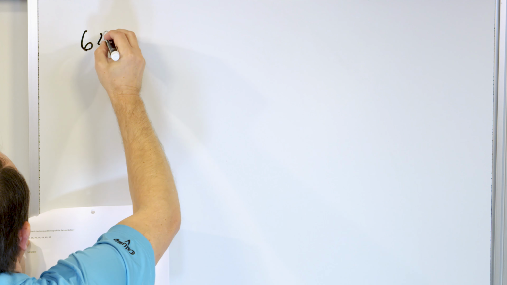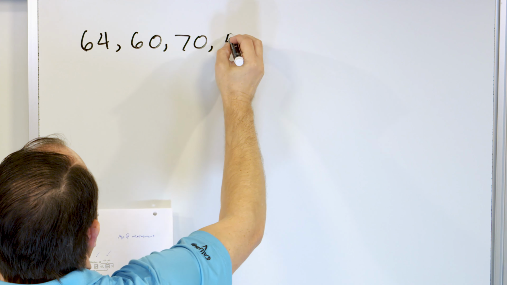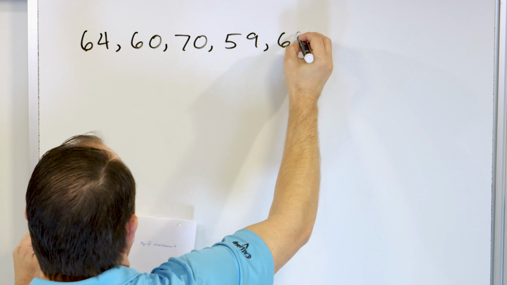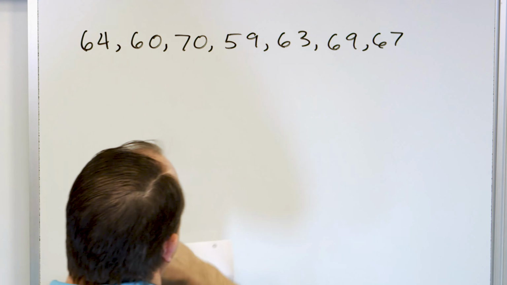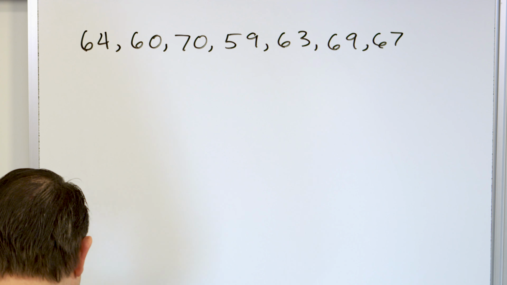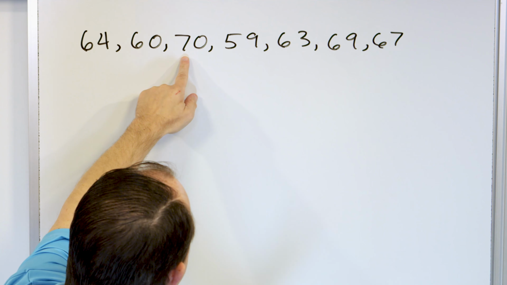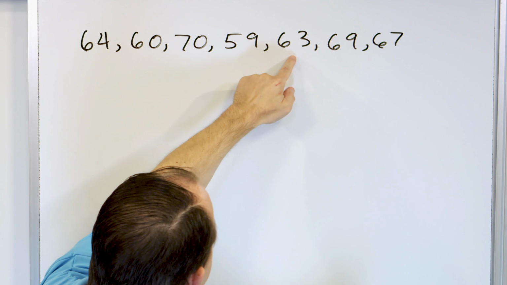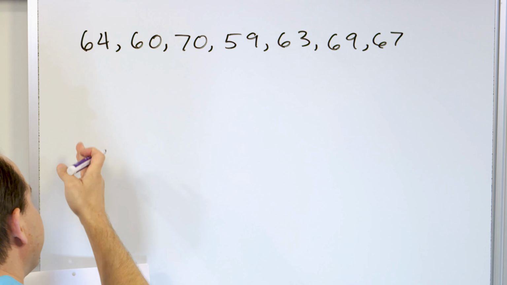Let's take a look at 64, 60, 70, 59, 63, 69, finally 67. What is this? Data could represent the age of retirement of some people in a community. How old are they when they retire? This person retires when they're 70. This person retires when they're 63, for instance. Step number 1, write the data from smallest to biggest.